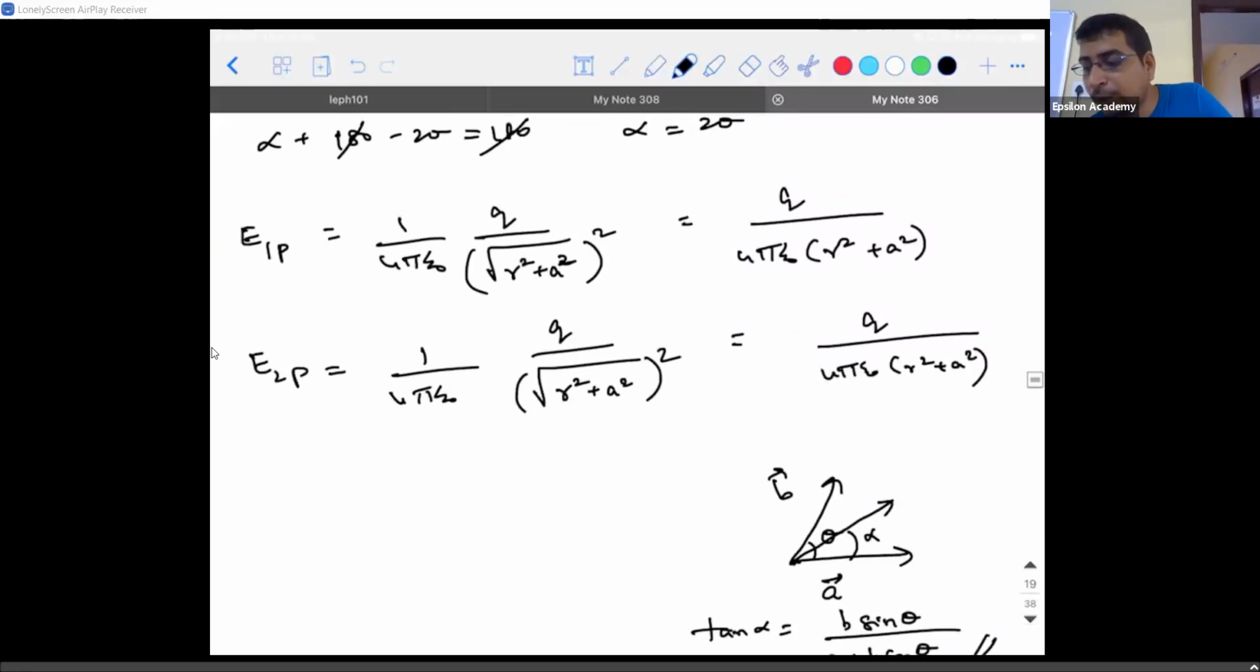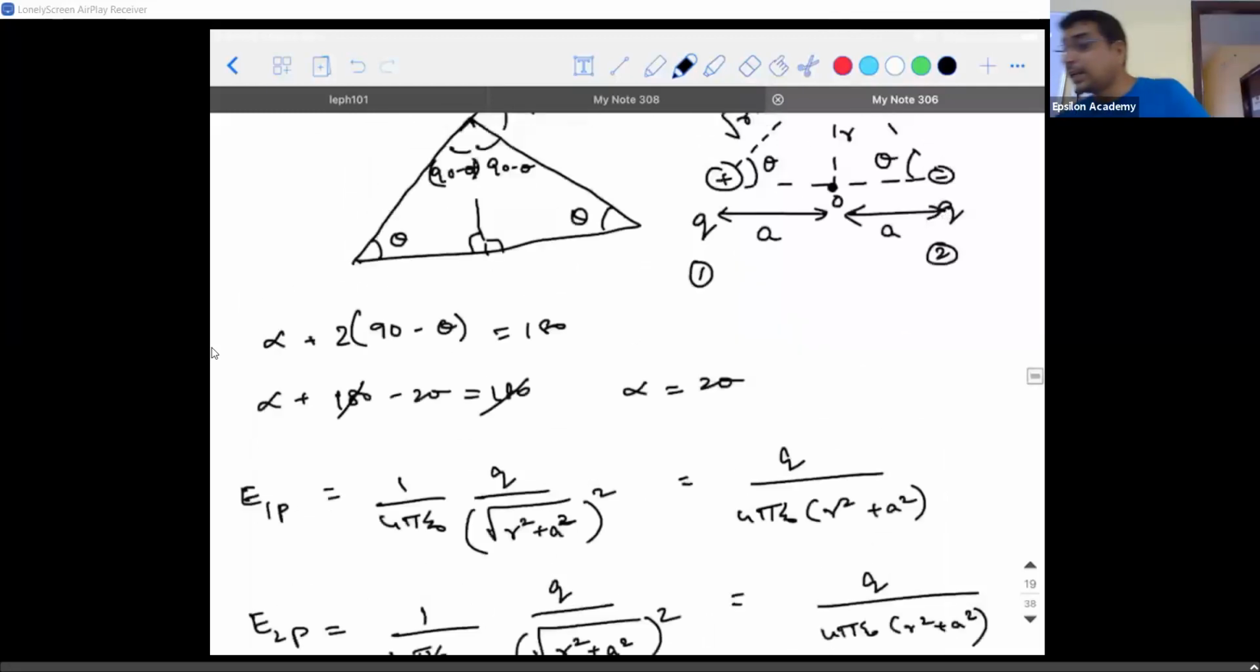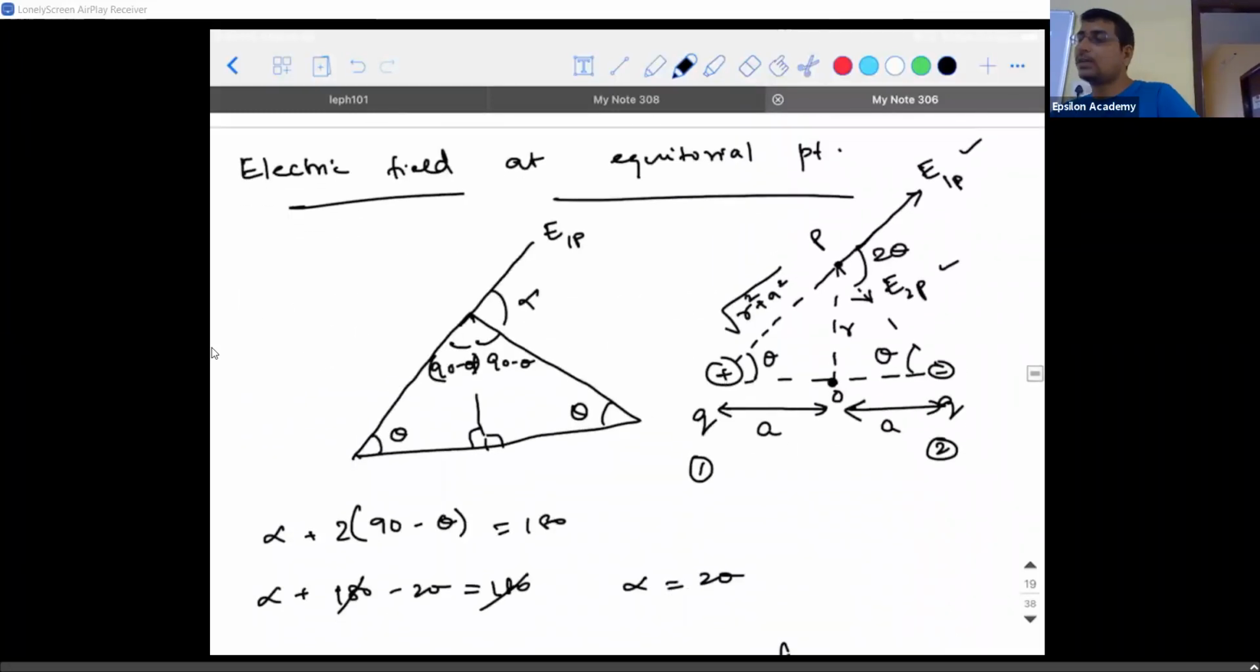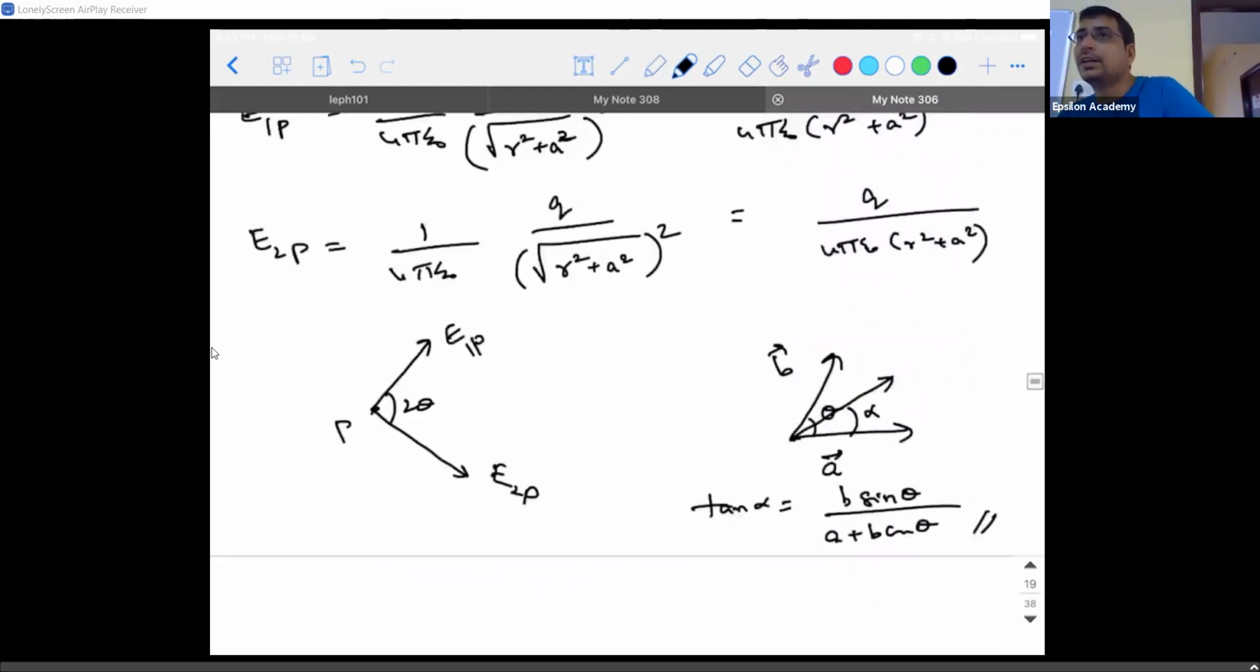So if I take the free body diagram of point P alone, if this is electric field due to the first charge at point P, if this is going to be the electric field due to the second charge at point P, we derive the angle between them. How much is it? 2 theta. Then the resultant is supposed to be an angular bisector making an angle theta with either of the vectors. This is what the electric field at point P represents.